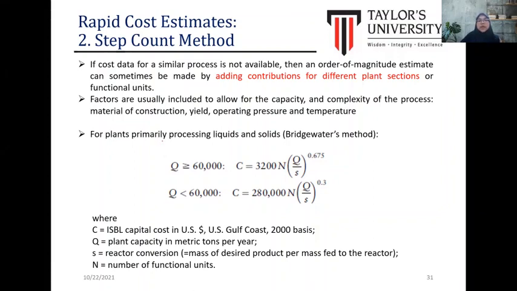Okay, for a plant primarily processing liquid and solid using the bridge water method, if the capacity is higher than 60,000, the cost may be referred to this equation, which is the number of functional units times the capacity over the reaction conversion, times the fixed cost exponent here. But if the capacity is less than 60,000, you may refer to this equation.